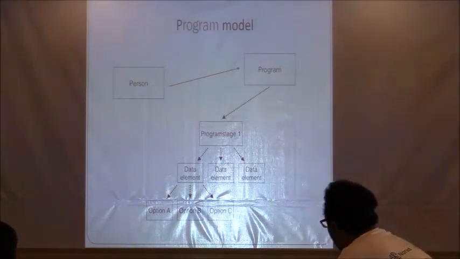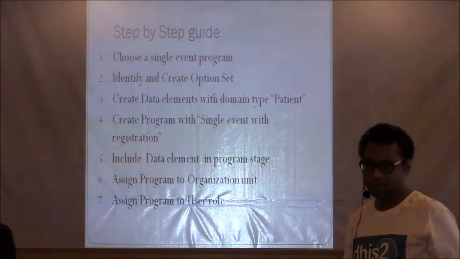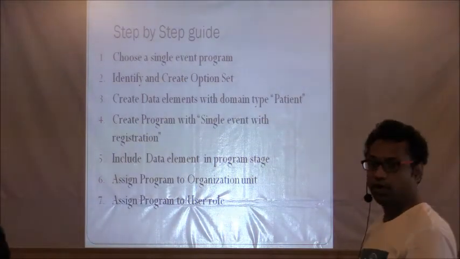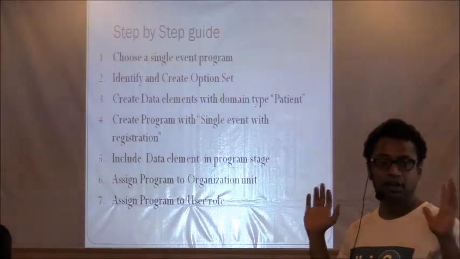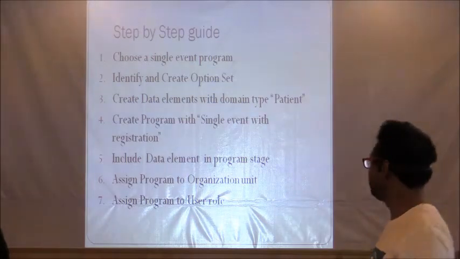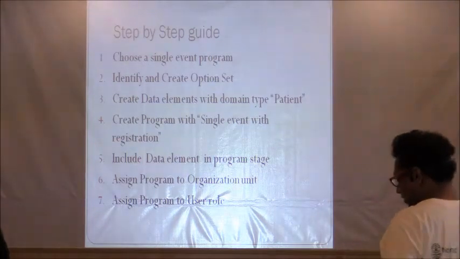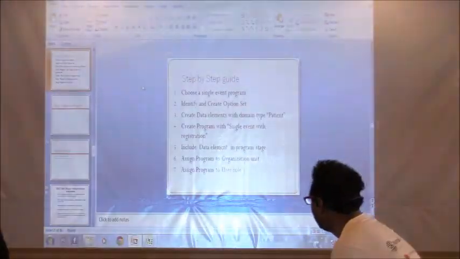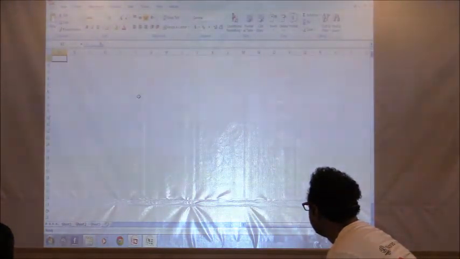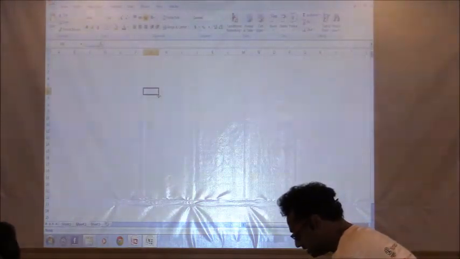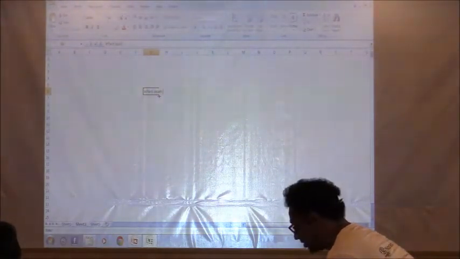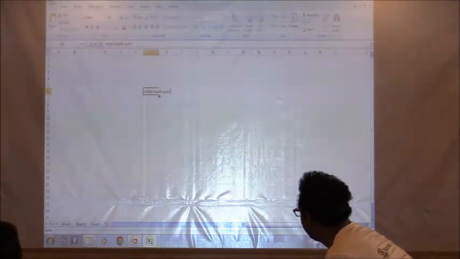So how do we do it, step by step? First, we identify a single event program. Let's say maternal death audit, or neonatal death or infant death audit. That's the program. Okay, now the health people have to help me out. Let's just say infant death audit.